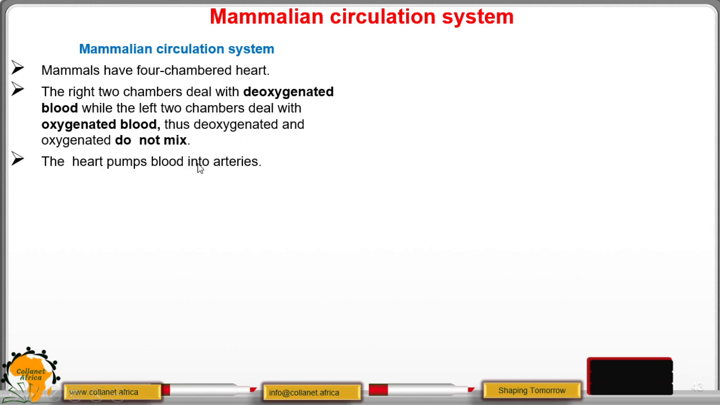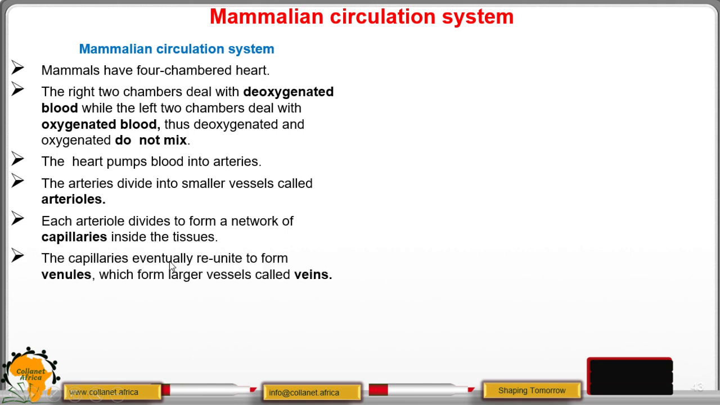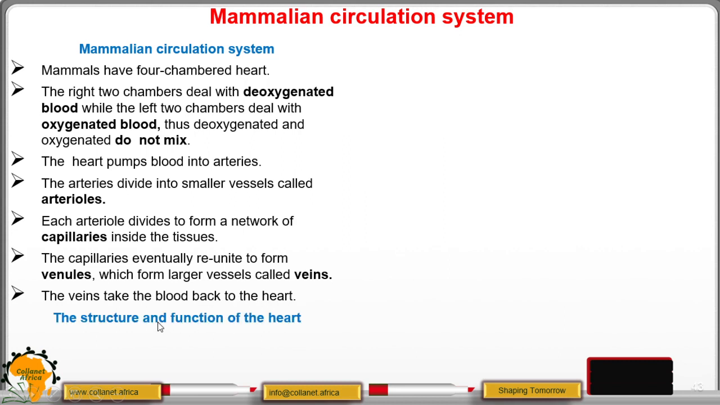The heart pumps blood into arteries. The arteries divide into smaller vessels called arterioles. Each arteriole divides to form a network of capillaries inside the tissues. The capillaries eventually reunite to form venules, which form larger vessels called the veins. Veins take the blood back to the heart.